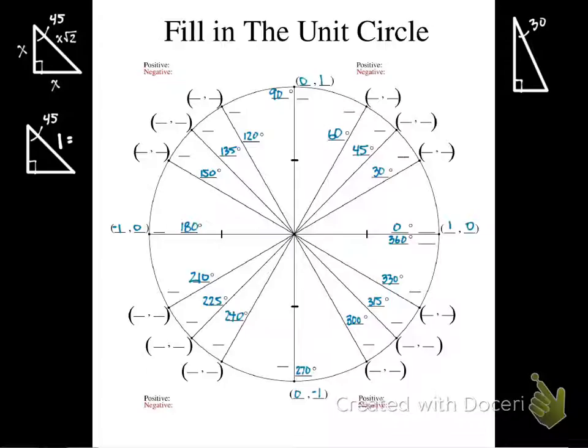The hypotenuse is x rad 2. Good, so this should be x rad 2, right? If 1 is supposed to be x rad 2, what's x? How do you get x by itself? Divide by rad 2. So that means x has to be equal to 1 over rad 2. Do you all agree with him?